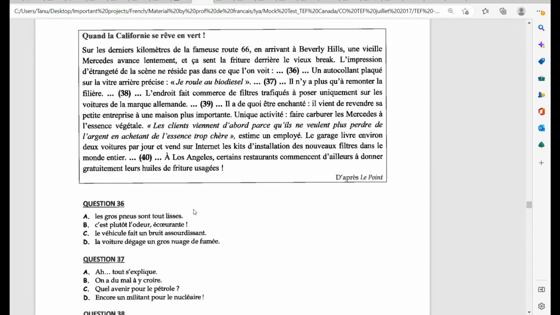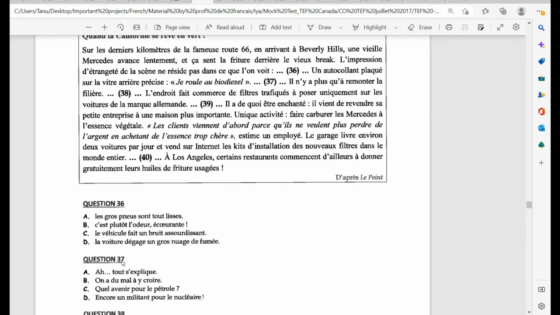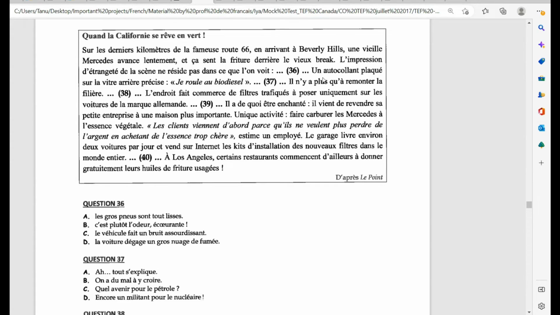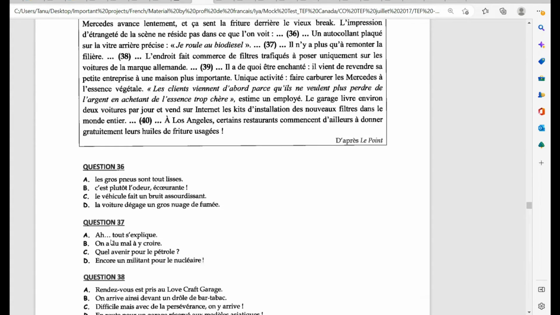Let's move on. Voilà, c'est plutôt l'odeur qui compte. Un autocollant plaqué sur la vitre arrière précise, je roule au biodiesel. An autocollant plaqué means a sticker is pasted at the back of the car which says that I run on biodiesel. Tout s'explique.